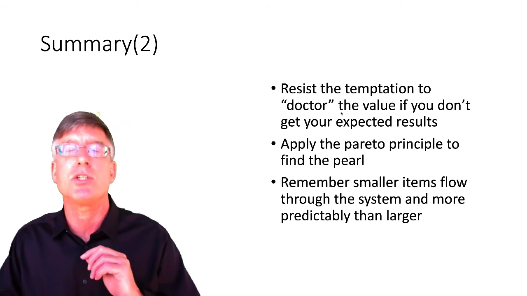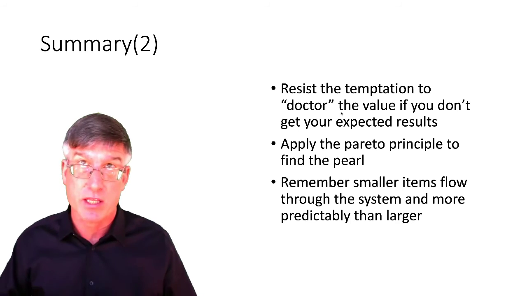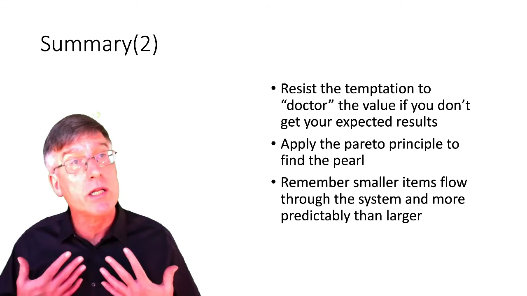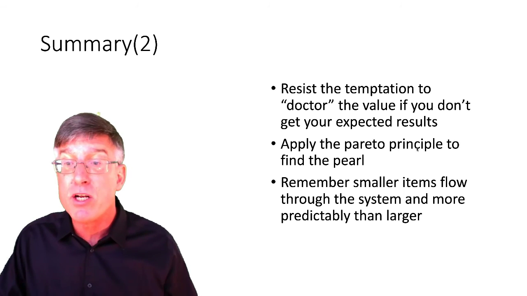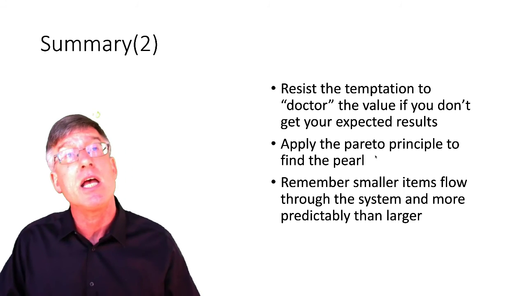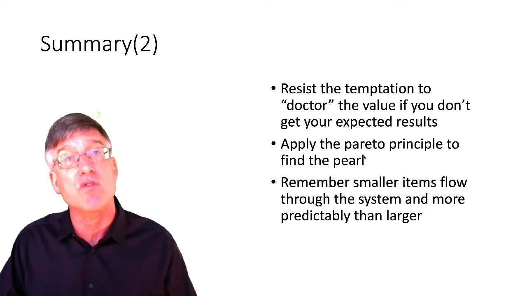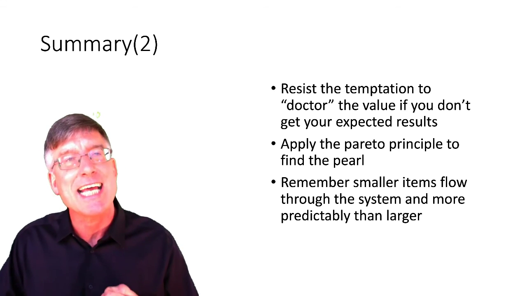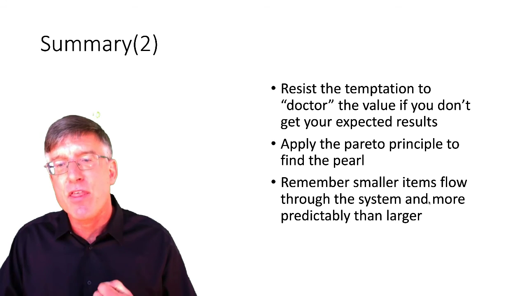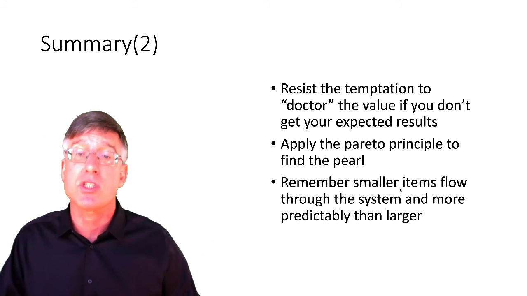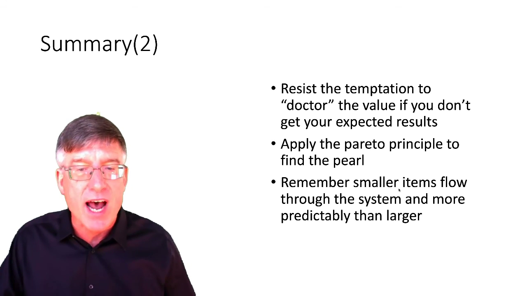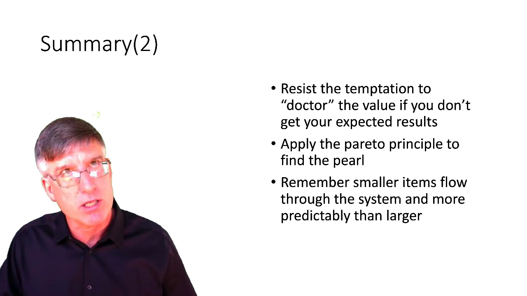Resist the temptation to doctor the values if you don't get the expected results. Really look at why you got the unexpected results and apply the Pareto principle, because nine times out of ten, it's because the feature is excessively large. So can you use it to find the pearl in the feature, and therefore get smaller items, which do flow through the system faster and with more predictability?